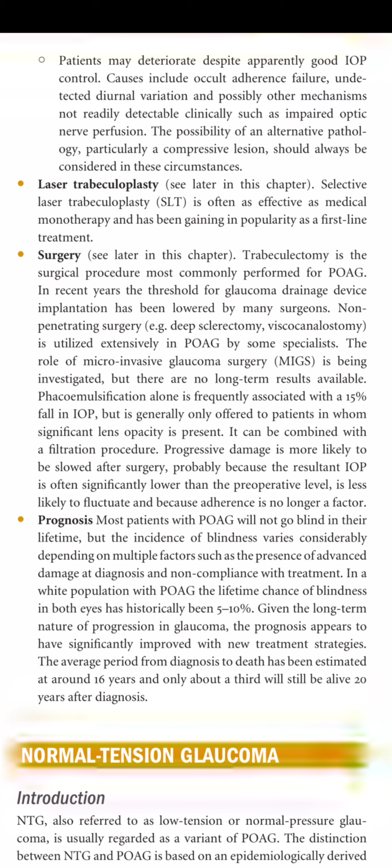The average period from diagnosis to death has been estimated at around 16 years, and only about a third will still be alive 20 years after diagnosis. So it depends on the patient's life expectancy. For example, most of the time glaucoma is diagnosed at a stage where the life expectancy is usually about 16 years, and you don't expect that a patient will go blind because of the glaucoma. So the prognosis is not so bad.